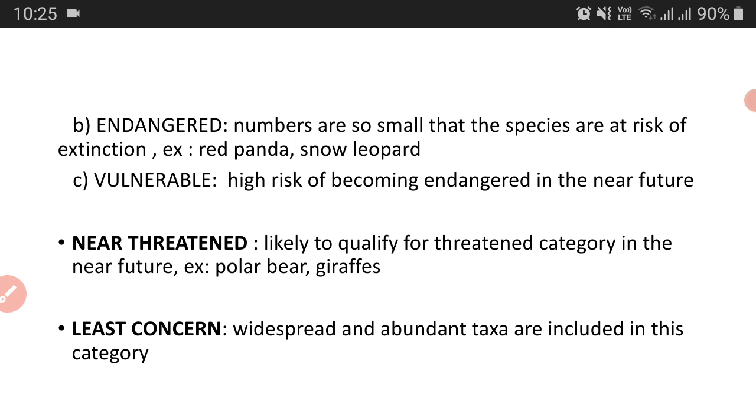Okay guys, I hope you are getting an idea about these categories. These categories are very important from the point of view of biodiversity conservation, and I hope you are getting the concepts clearer.